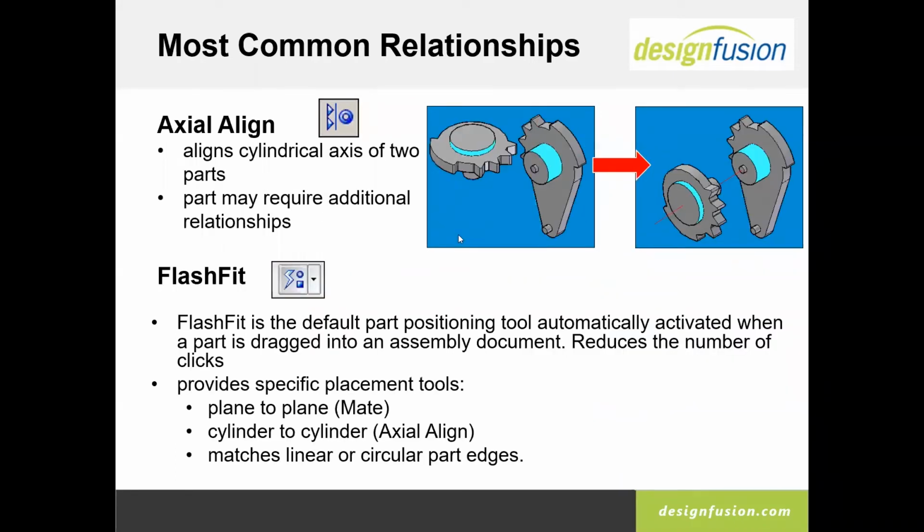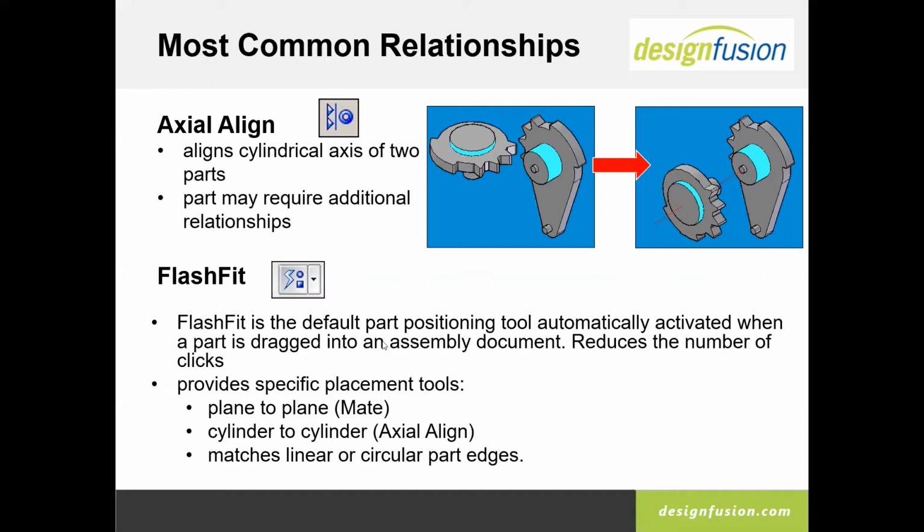Axial align. The axis of this cylinder aligns with the axis of this cylinder. And the size of the cylinder or holes that you're aligning do not matter. You can actually put a large cylinder into a small hole and create an interference situation. We allow you to do that. We have interference checking tools for later. But for example, if you want to put in a wood screw or sheet metal screw, you would anticipate interference. So we allow that.